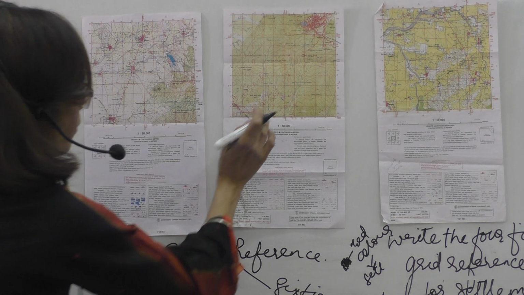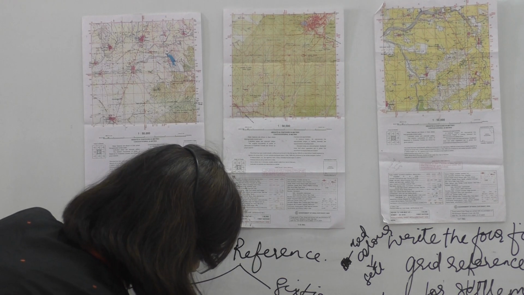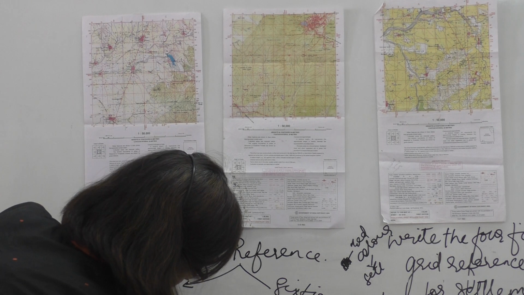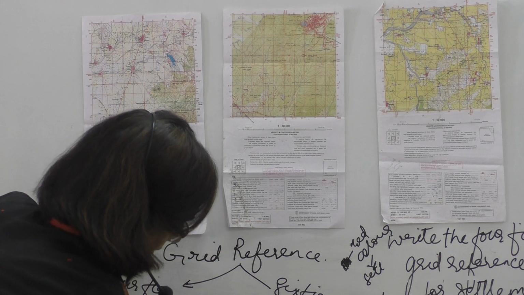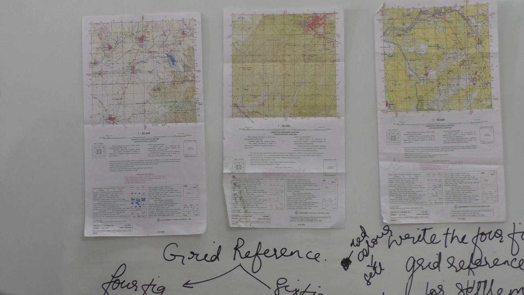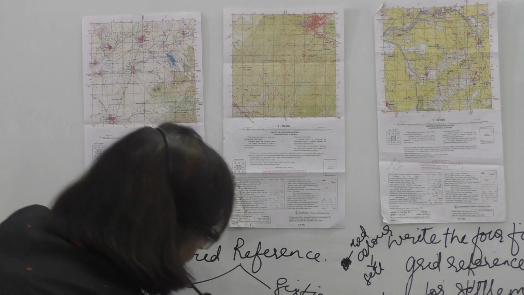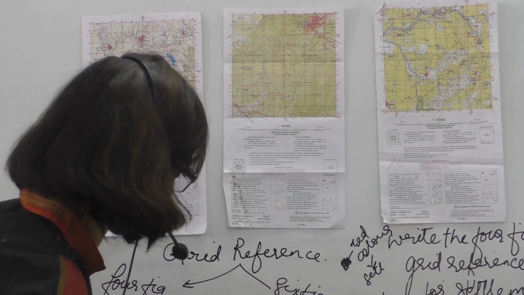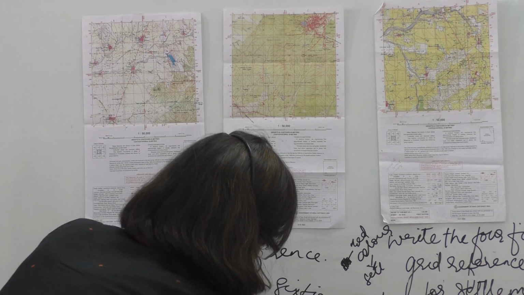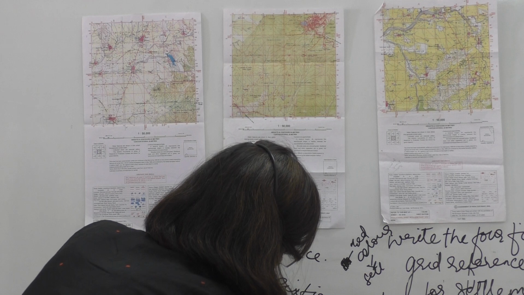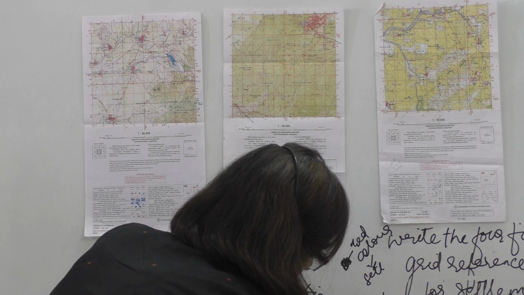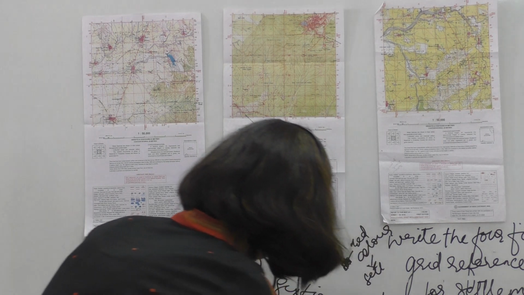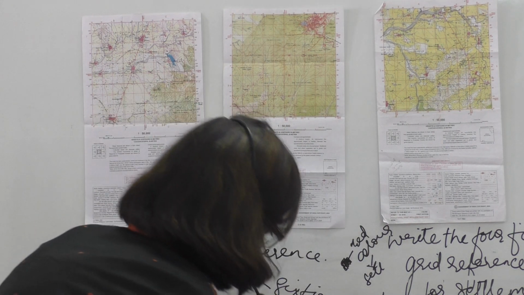So here we have spot height 363. Now this hole is 2 centimeters. So you have to draw 9 lines in between, or divide the easting between 18 and 19.